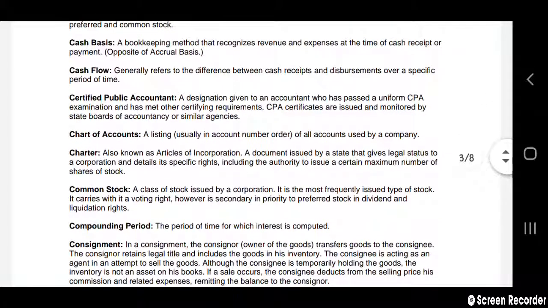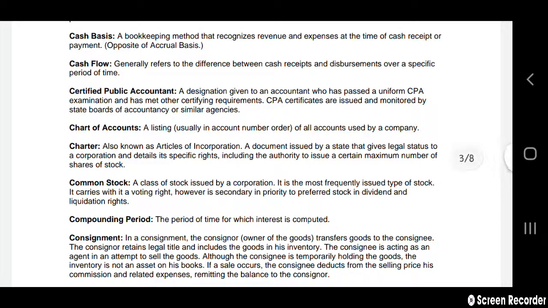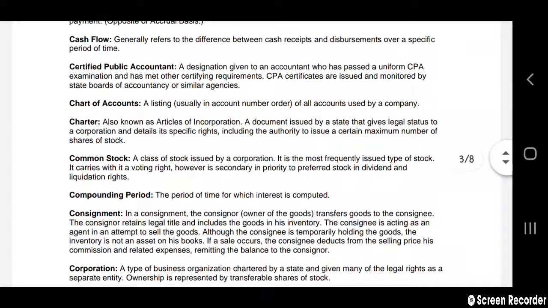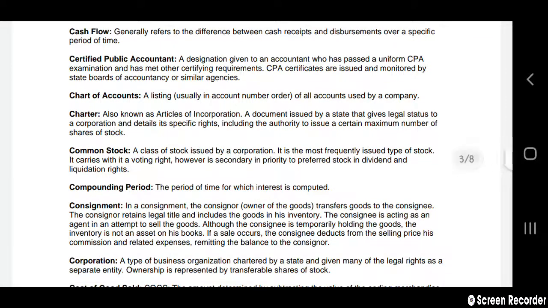Next, cash basis. It is a bookkeeping method that records revenue and expenditure at the time of cash receipts or payments. At the time of payment, we know what revenue we have, what the expenditure is, and how much money we have to give. It helps the bookkeeping. Next is cash flow. Generally, it refers to the difference between cash receipts and disbursements over a specific period of time.